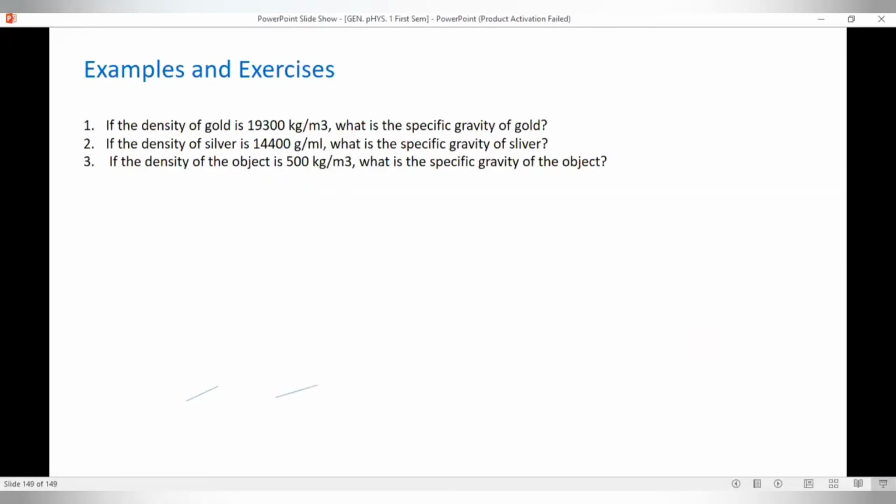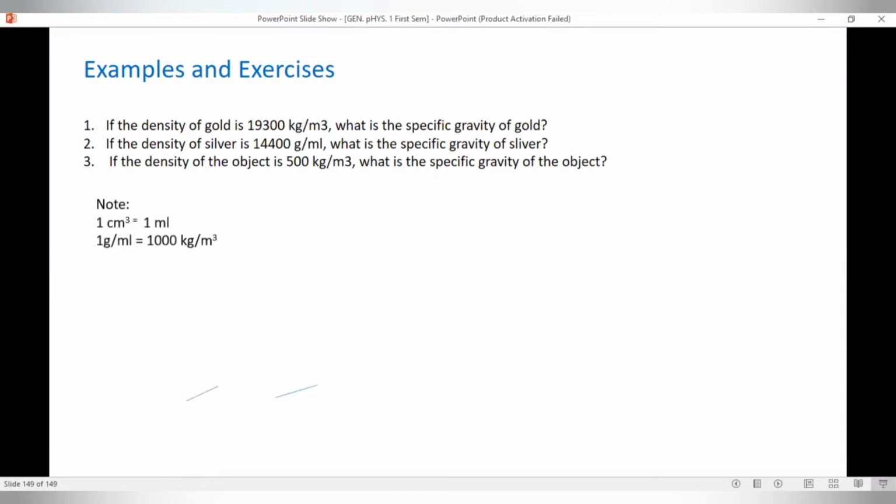Okay? But for now, let us have these examples and exercises. If the density of gold is 19,300 kilograms per cubic meter, what is the specific gravity of gold?